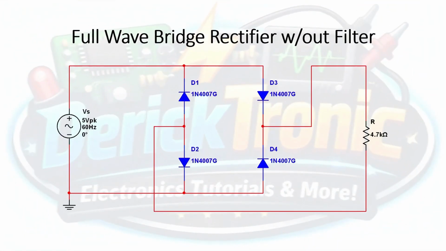As mentioned on the previous slide, we will be implementing a full wave bridge rectifier in this video. At first, we will construct the full wave bridge rectifier without a filter. As we saw in the previous slide, a full wave bridge rectifier has 4 diodes. You have diode 1 and diode 2 in this circuit on the first branch of the bridge, and diode 3 and diode 4 on the bridge's second branch.